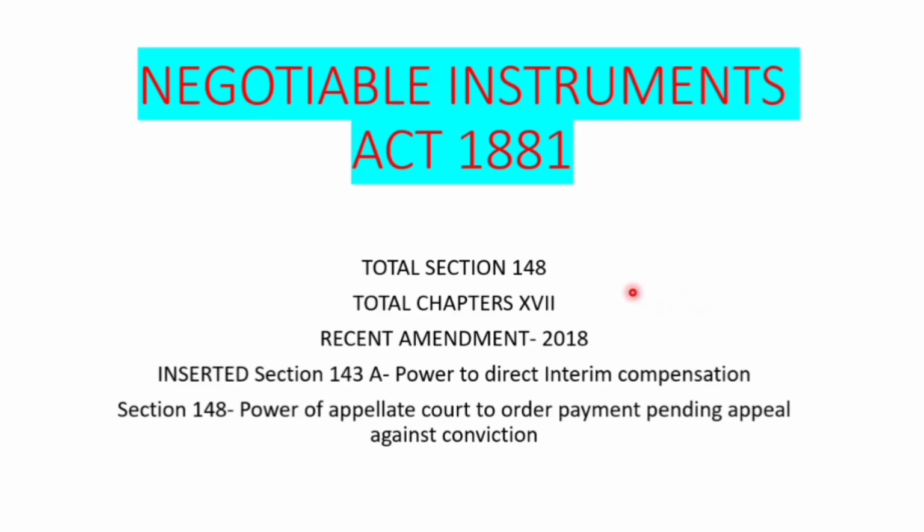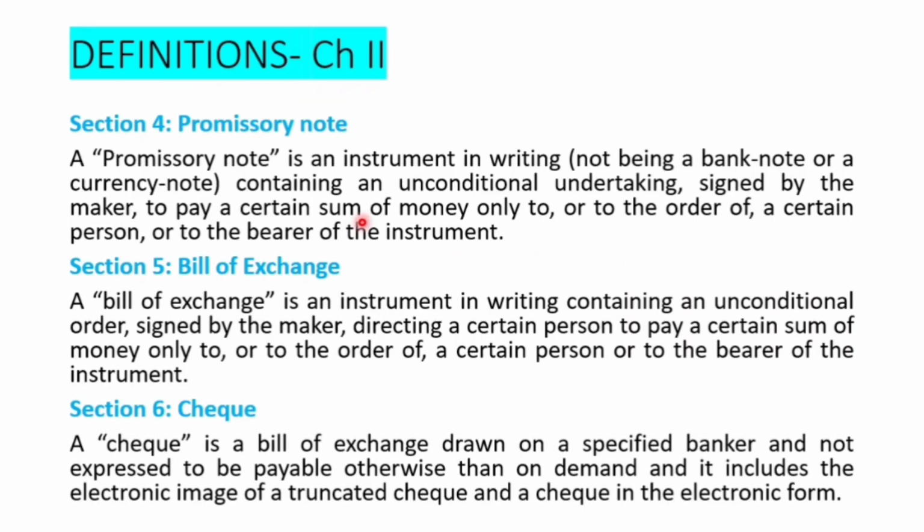So moving on to the important definitions. These definitions are provided under chapter 2, and the first definition is section 4, which is about promissory note, section 5 is about bill of exchange, and section 6 is check. This is very important. This is a very frequently asked question in the UGC NET. So you should remember section 4 is promissory note, 5 is bill of exchange, 6 is check.